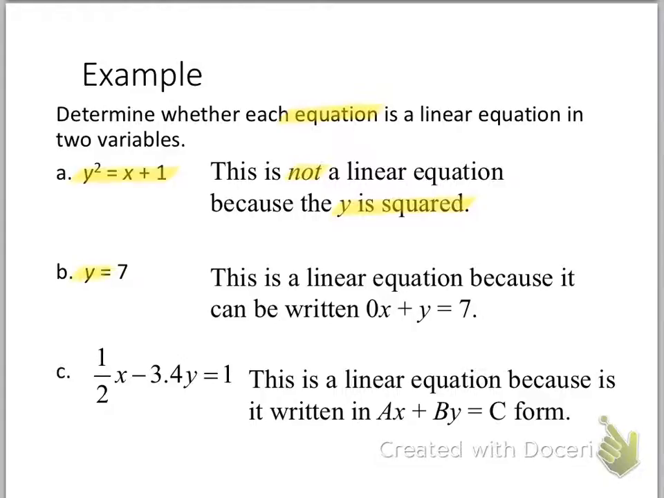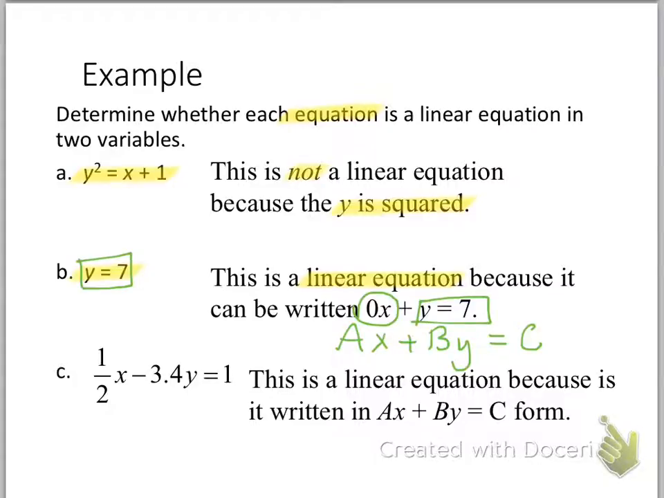Letter B, y equals 7, is a linear equation because I could write it in ax plus by equals c. Notice that we just put in a 0x. That doesn't change anything, and we still have the y equals 7 as we do over here. So that is a linear equation.